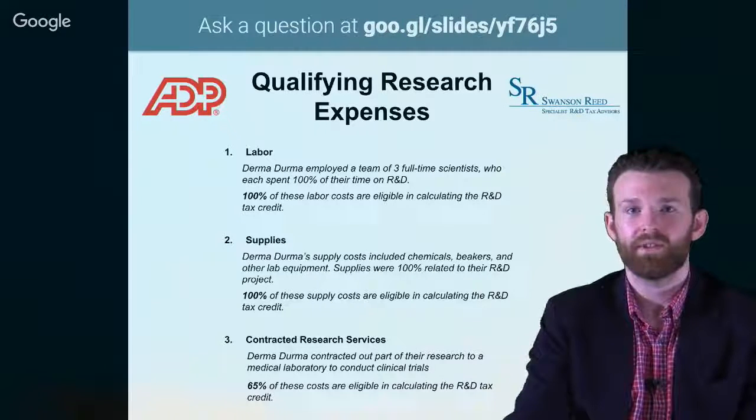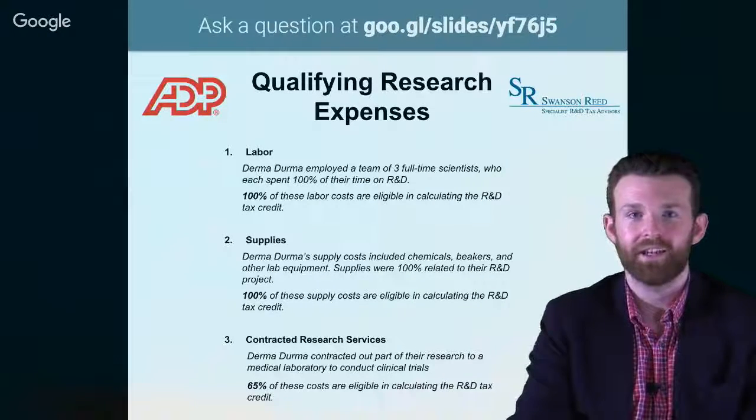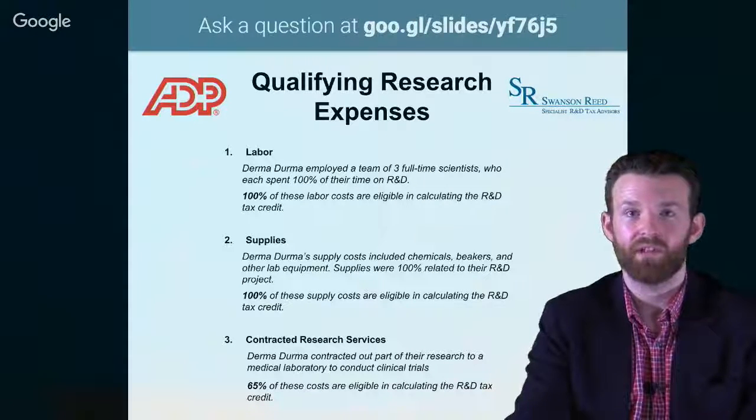All right, so now that we've established that Derma does meet the 4-part test, the next step is to identify qualified research expenses. As we covered earlier in the presentation, there are 3 categories of qualifying research expenses, being labor, supplies, and contracted research services. Your company may have all costs across all categories or just in one. In this case study, Derma had expenses in all 3. Labor is typically one of the largest expenses for companies, so being able to claim these expenses for the R&D tax credit is actually quite beneficial.